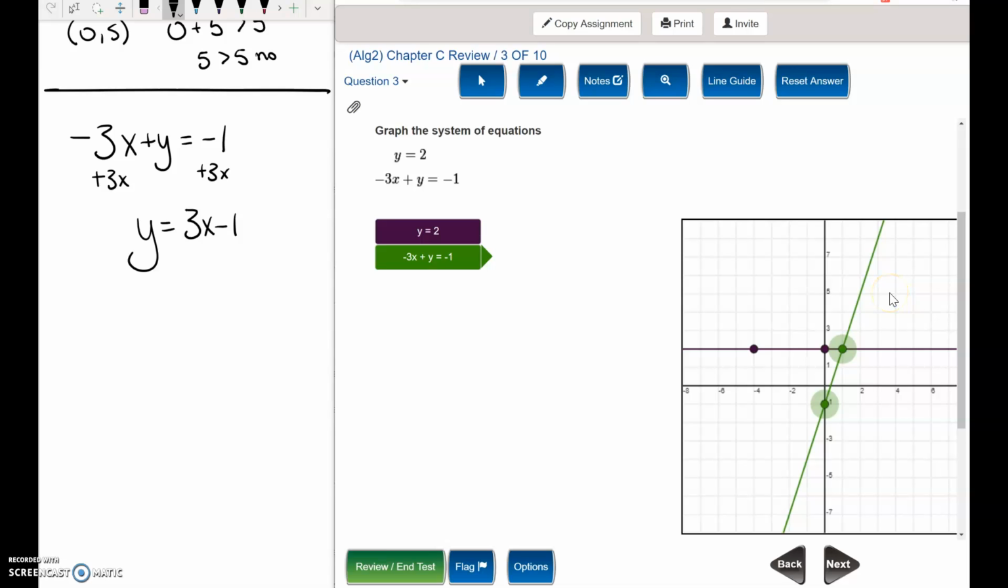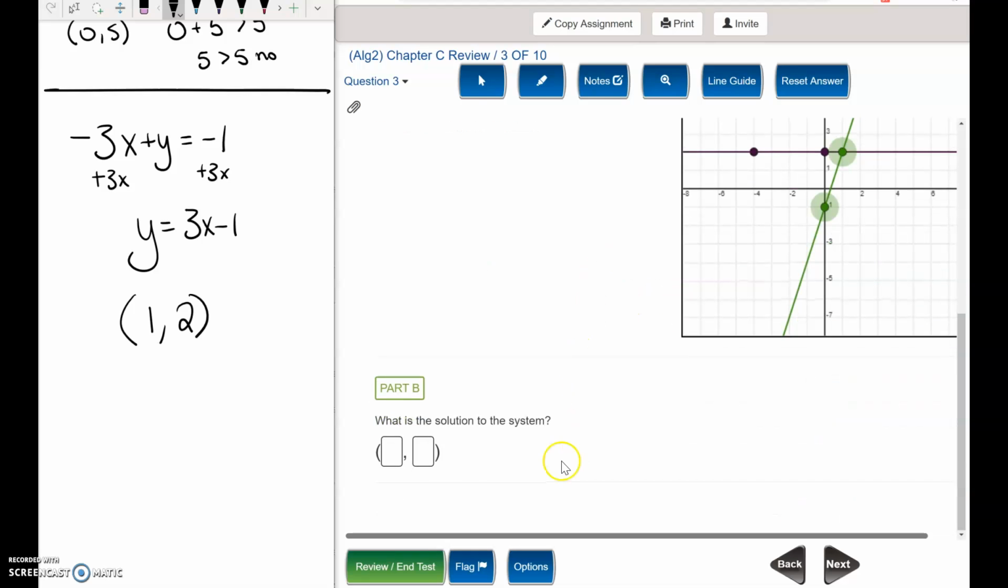Now you can see that where those 2 points meet is the point (1, 2). 1 unit to the right, 2 units up. So then down here, what is the solution? (1, 2).